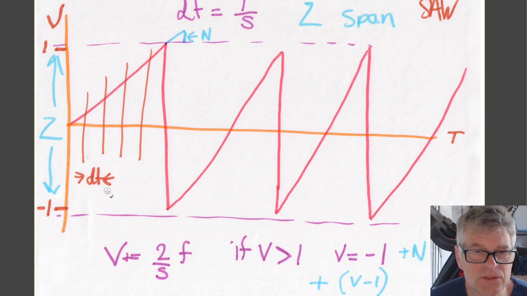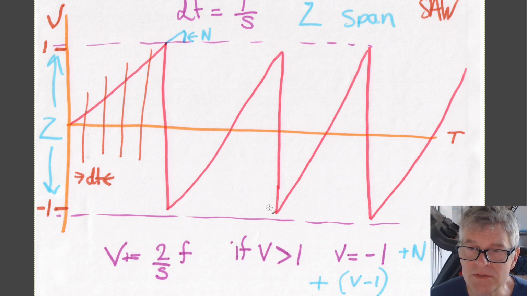So V, the voltage here, if we were to have a span of, say, -1 to +1, say a span of 2 volts, for each step for the voltage we need to add twice the frequency divided by the sampling rate. 2 because we've got a span of 2 here. Then if the voltage is greater than 1, we need to add some logic. If the voltage is greater than 1, then we set the voltage to -1.